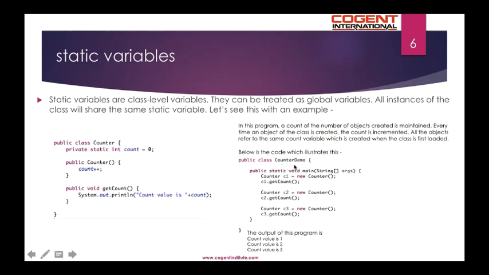We have a class counter demo with the main method. There are 3 instances of counter created. And if you see the output of this program, for every object created, the count is incremented. So the first time the count value is 1. On the second object creation, the count value is incremented to 2. On the third object creation, the count value is incremented to 3.